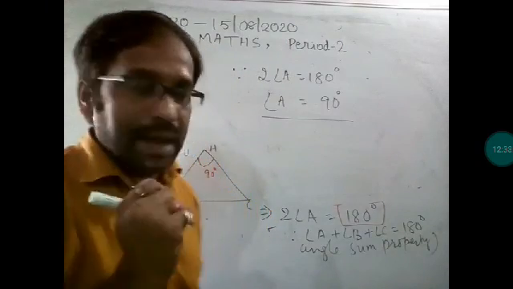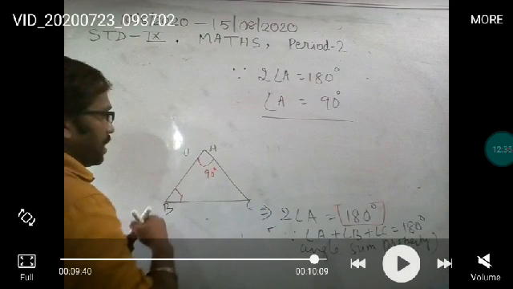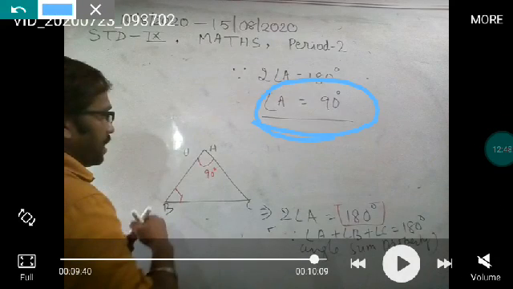So we have proved one thing, that if the sum of the other two is equal to one angle, then the triangle is right angled. Here we have proved also that this is 90 degree.